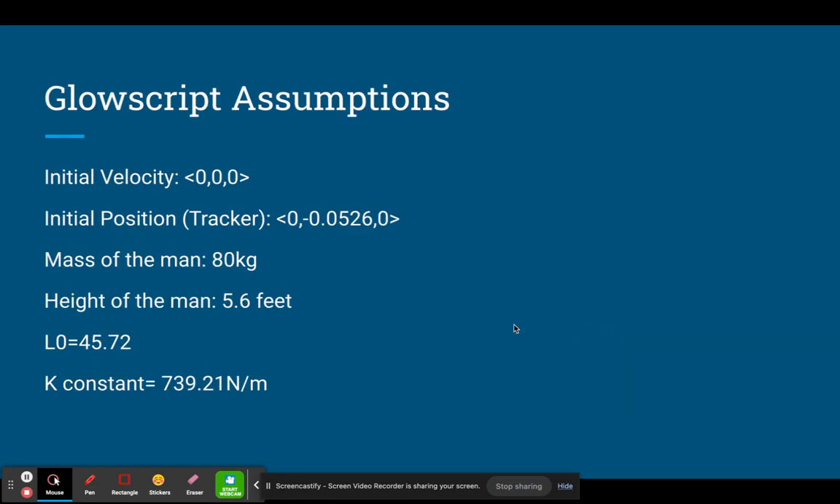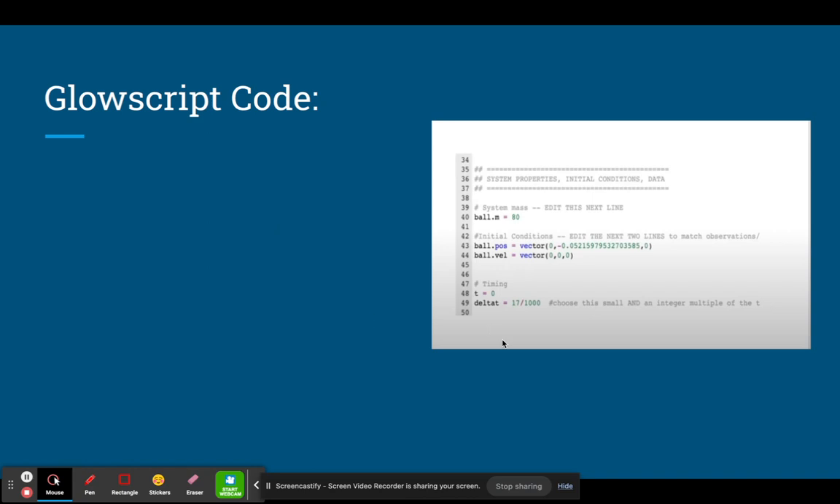And these are our GlowScript assumptions. Our initial velocity was 0 for the x-axis, 0 for the y, and 0 for the z. Our initial position from Tracker was 0 for x, negative 0.0526 for y, and 0 for z. We're assuming the mass of the man is 80 kilograms, his height is 5'6", our L0 is 45.72, and our k constant is 739.21 newtons per meter. And this is our GlowScript code right here.